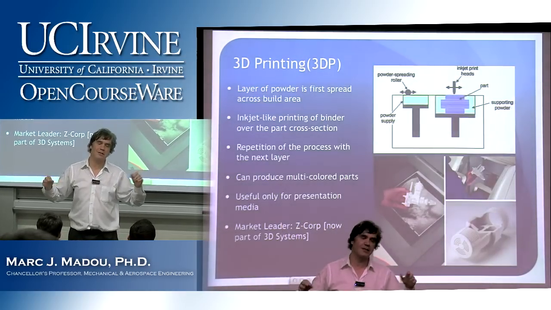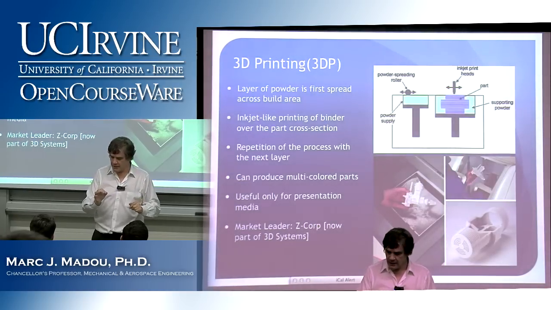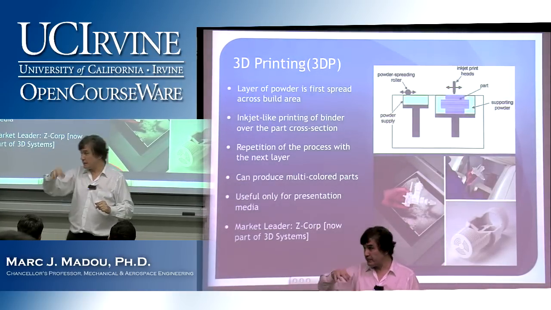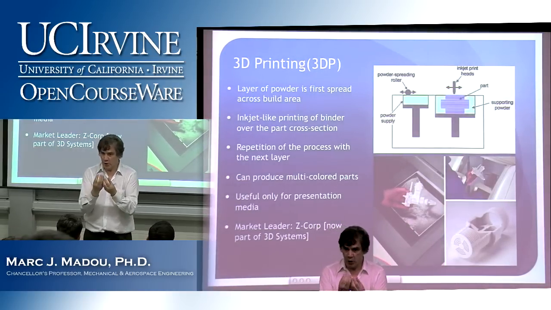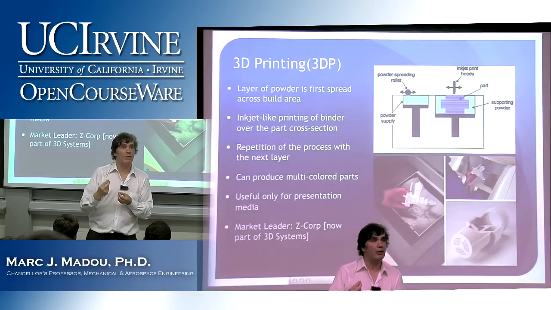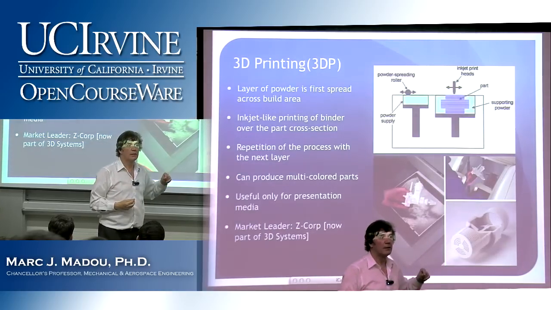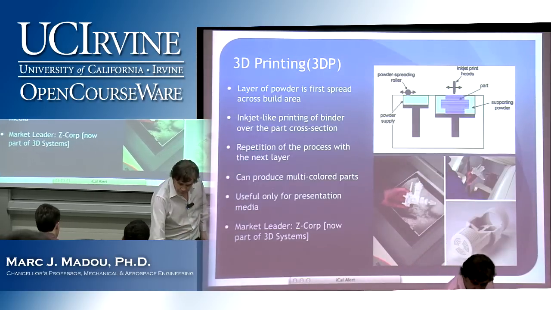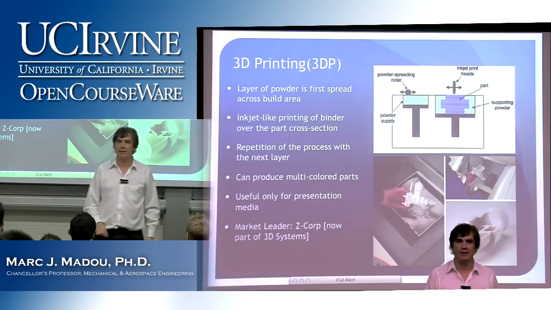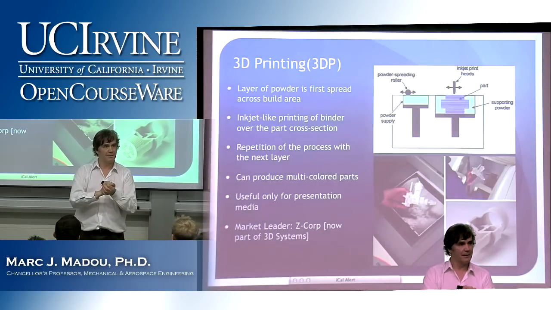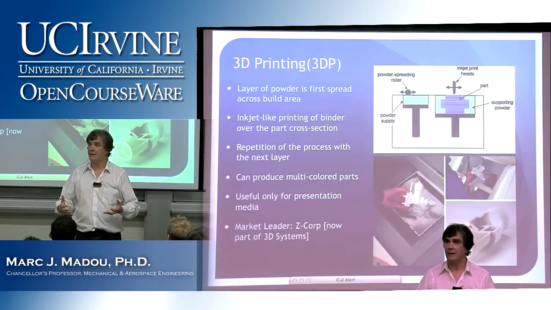What I do next, this is so clever. You fill an inkjet printer cartridge with a glue. And that glue can be colored. For example, I color it blue. And now, where the glue is printing on the powder, what happens? The powder sticks. And I have a layer.